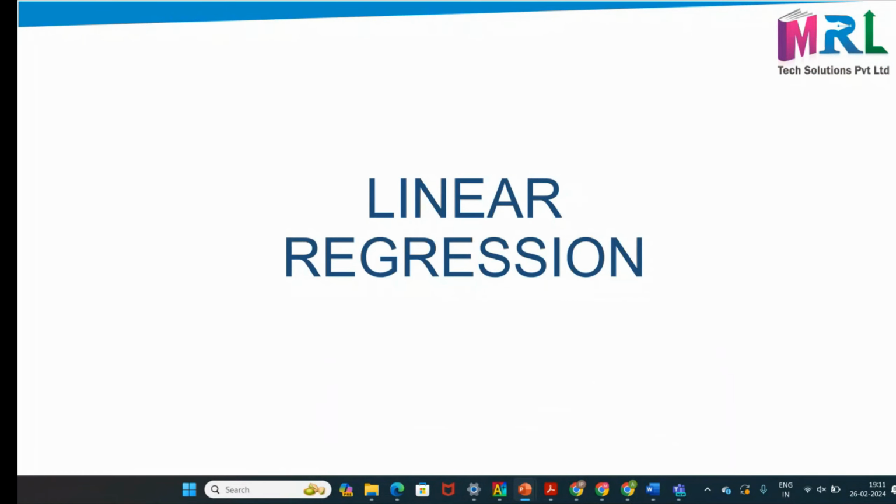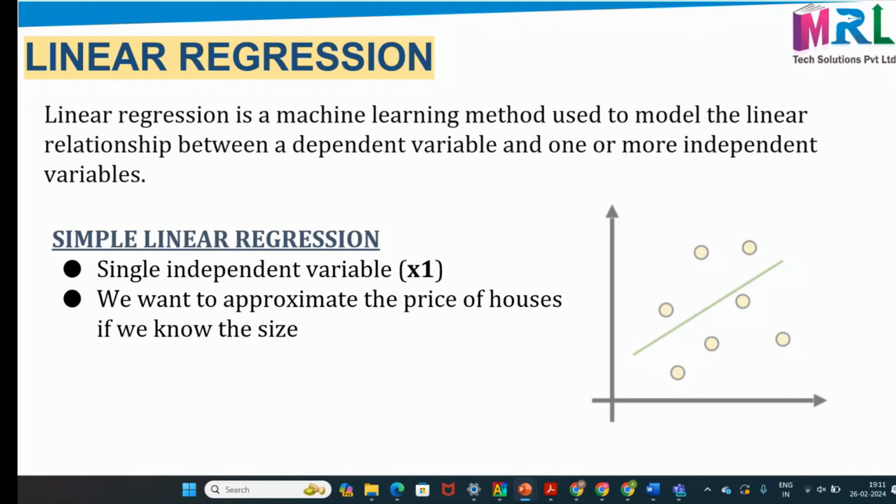Linear regression. So what is linear regression? Linear regression is a machine learning method or a model that finds the linear relationship between the dependent variable and one or more independent variables. First of all, we should know what a dependent variable is and what an independent variable is.